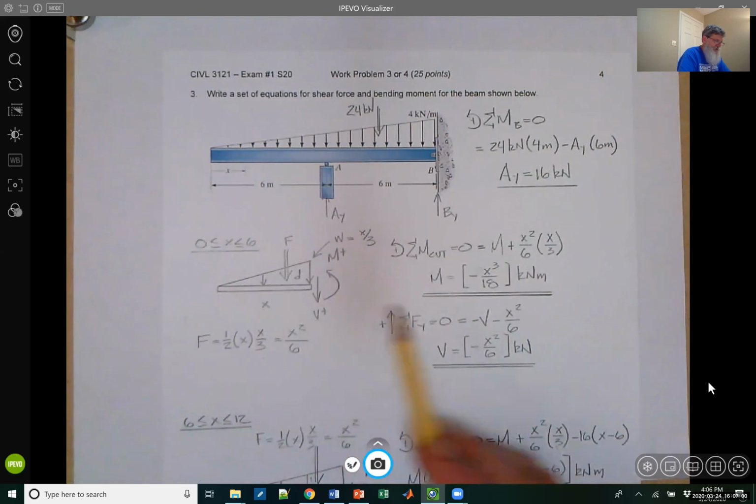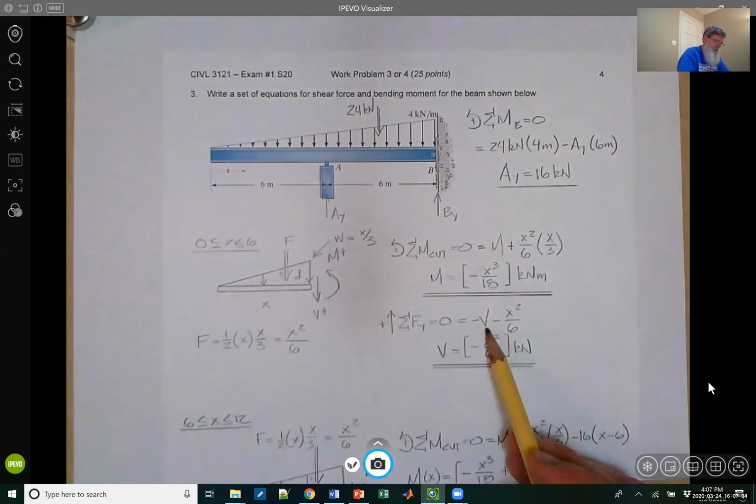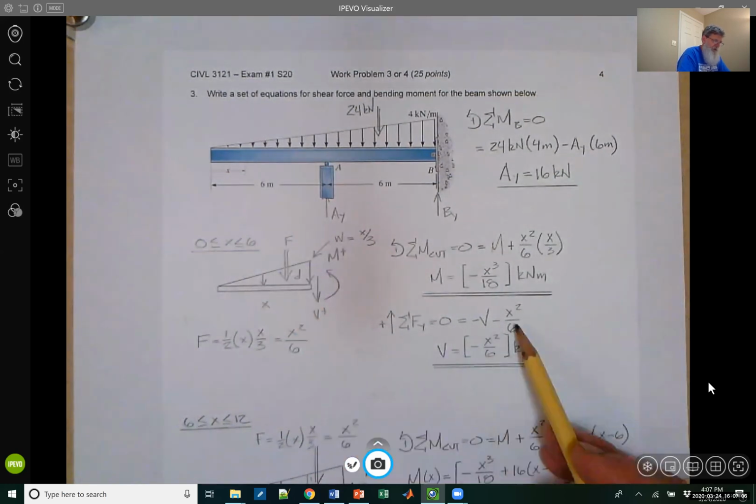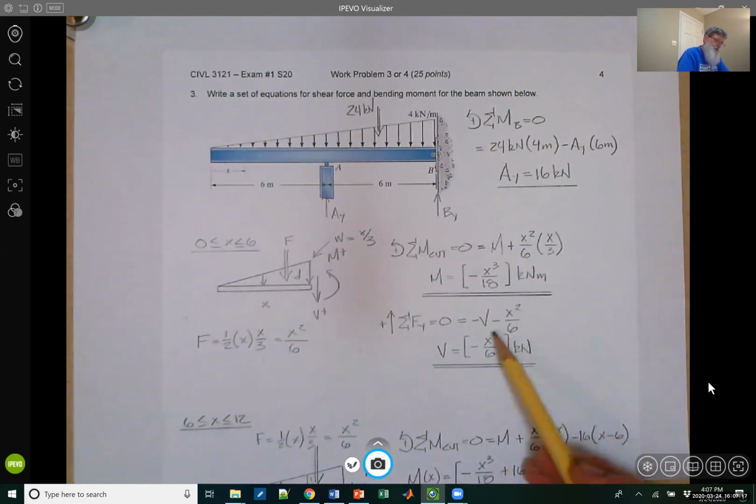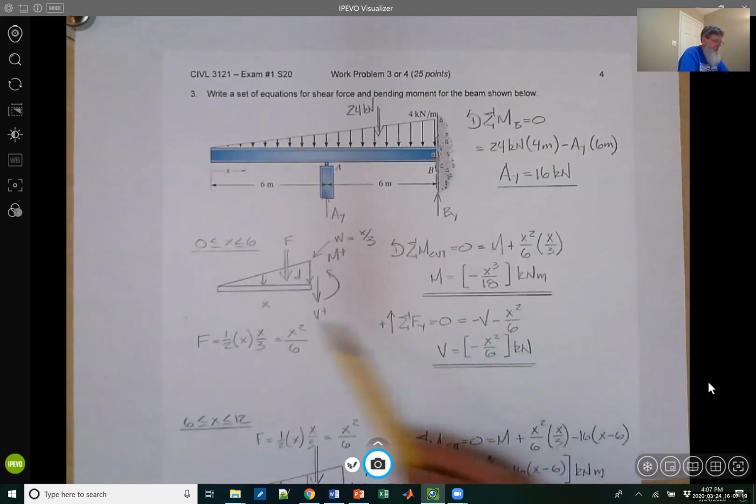For the shear force, I'm going to sum forces in the y direction, up positive. So my shear force is down, negative. My load is down, negative. Easy to solve for the shear. And a quick check, if I do take the derivative of the moment with respect to x, I do get the shear. So that's a nice thing. Also, when x is equal to 0, I have no shear. And you can see at x equals 0, there's no shear at the end point.